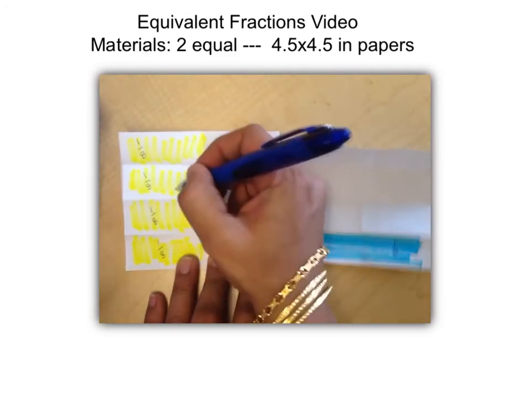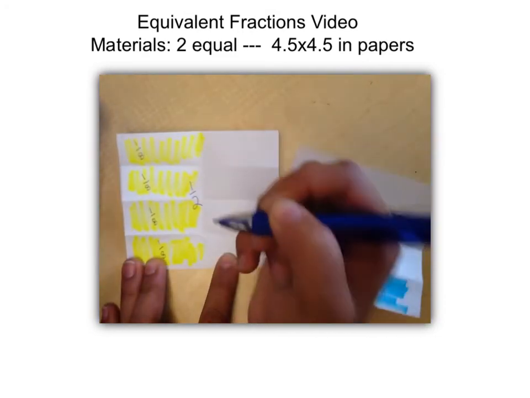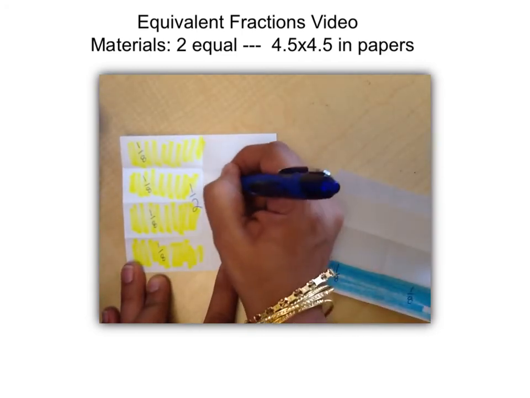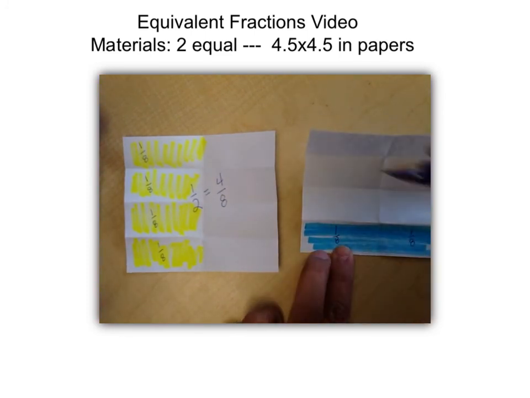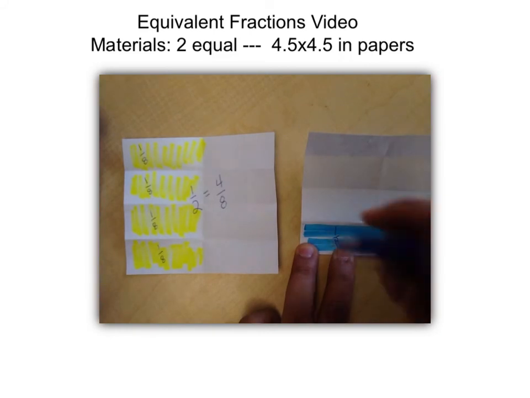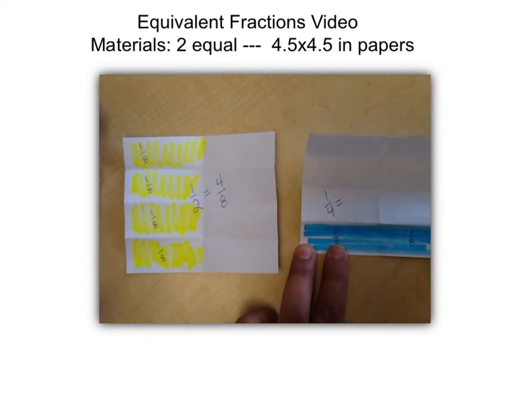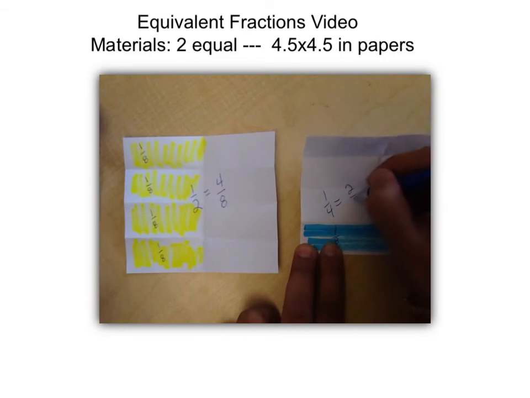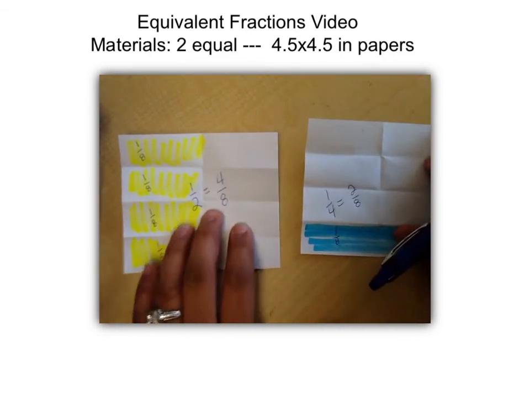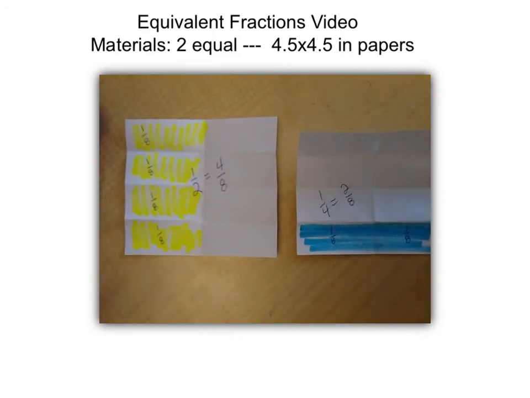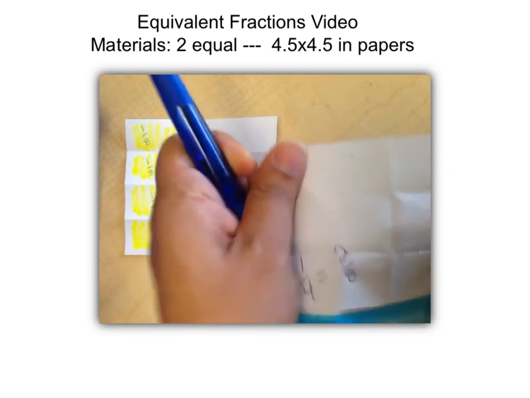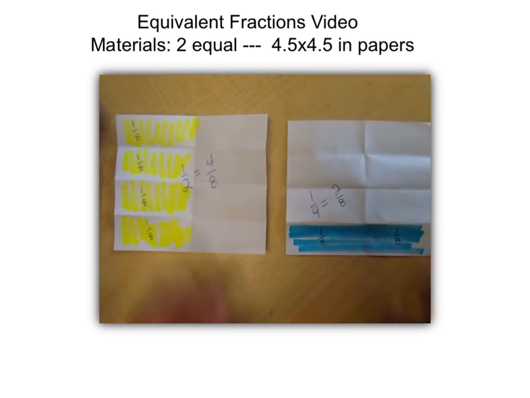Again, this fraction was a half to begin with, and it became 4/8. This fraction was originally 1/4, because it was 1 out of 4 pieces, and our 1/4 became 2/8. These are equivalent fractions. 1/2 is equal to 4/8, and 1/4 is equal to 2/8. Now I want you to go ahead and try that out yourself with 2 equal 4.5-inch pieces, and do your best work. All right.